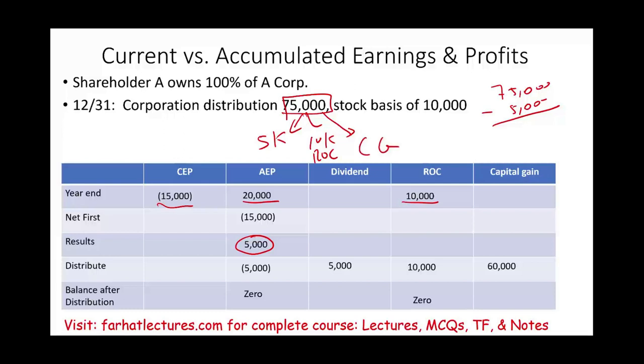What should you do now? You've got to go to Farhat Lectures and work additional MCQs, true, false. That's going to help you understand the difference between current and accumulated earnings and profit in determining how much of the cash distribution from a corporation is dividend, which is taxable, how much of it is return of capital, which is tax-free, and how much of it is capital gains.